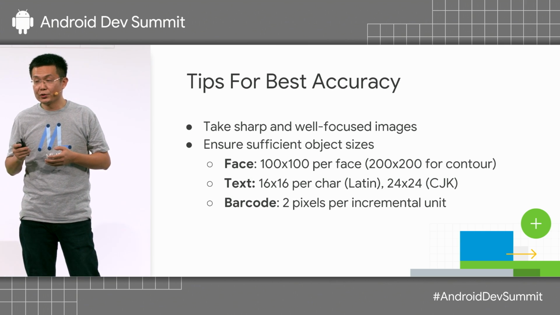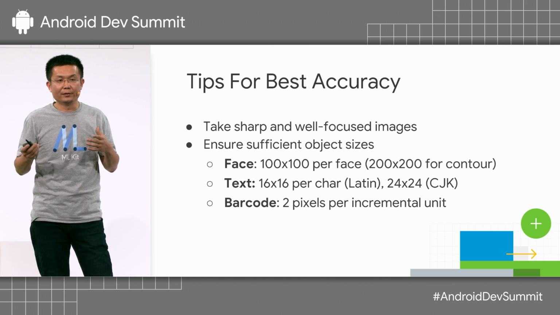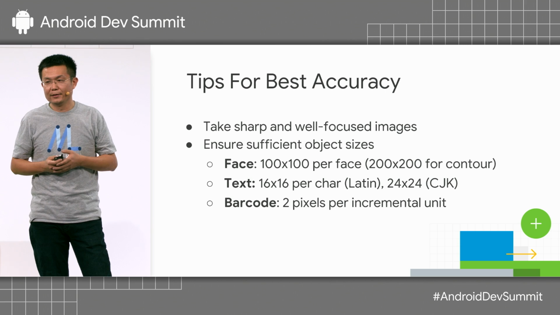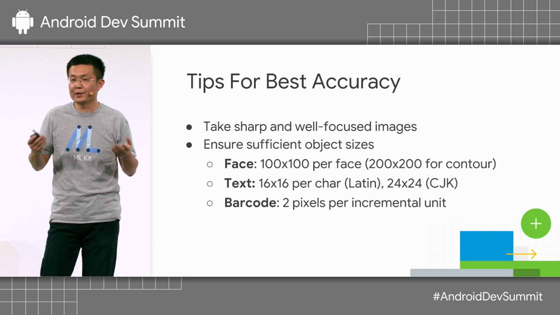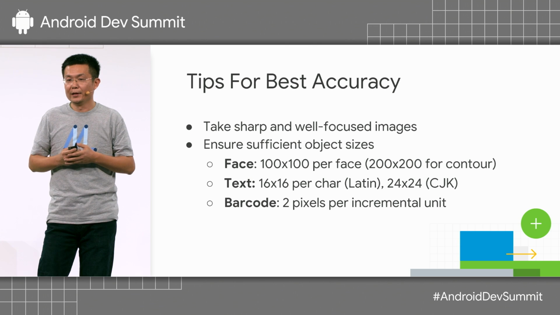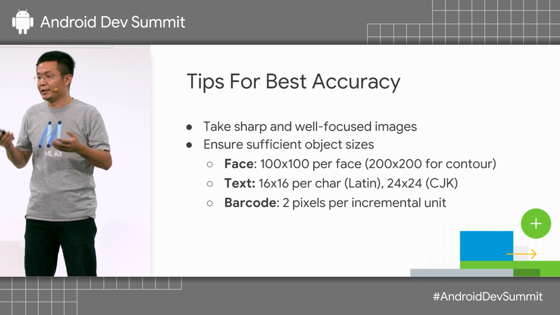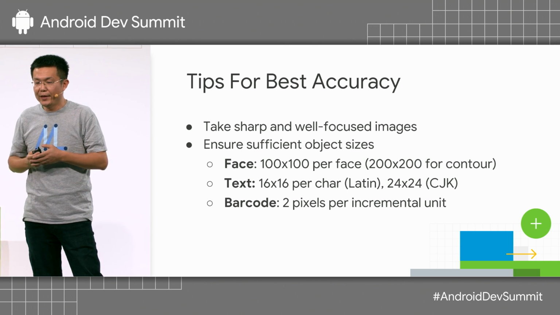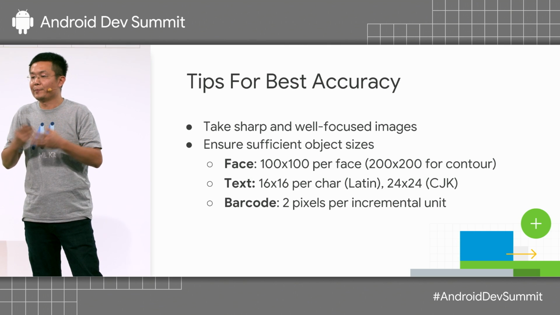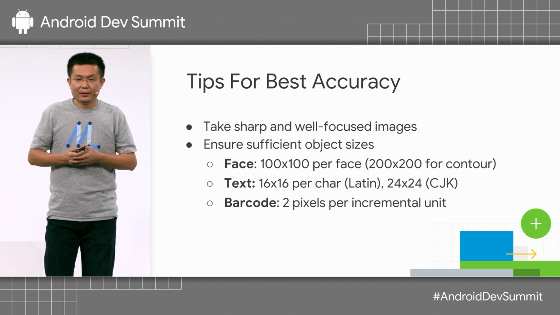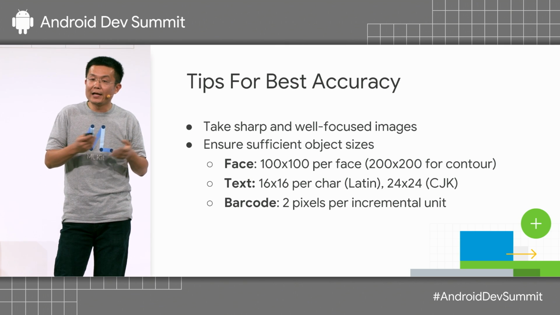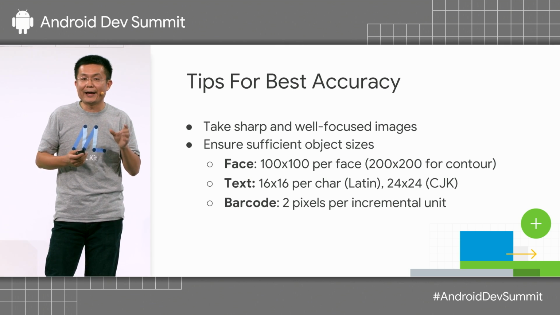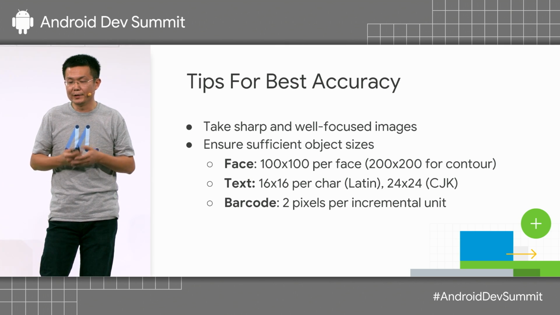Second, you should ensure the object you want to detect in the image has sufficient size. For example, for face detection, you should have at least 100 by 100 pixels for each face. And if you want contour detection in selfie mode, for example, then the face should be 200 by 200 pixels. For the text API, for Latin languages, each character should be at least 16 by 16 in size.